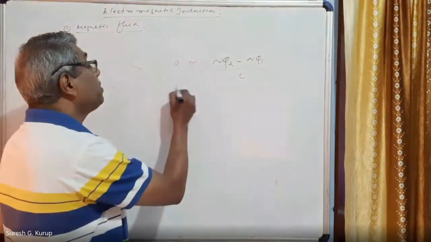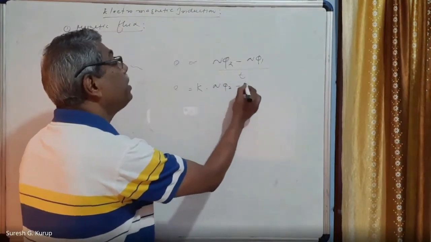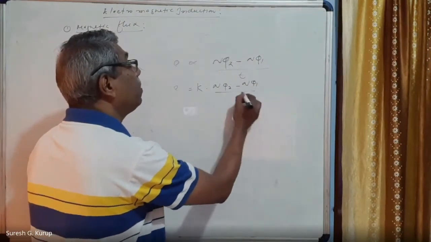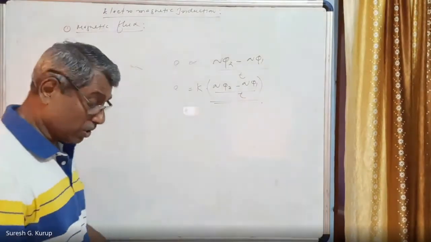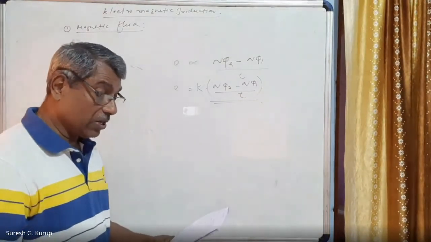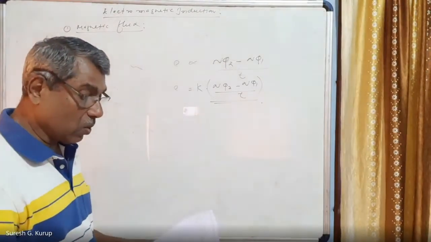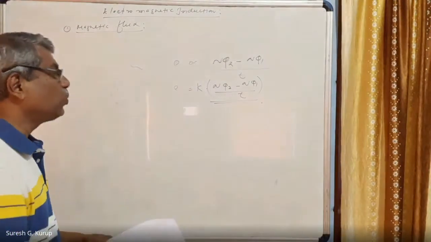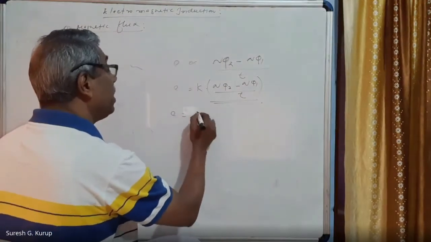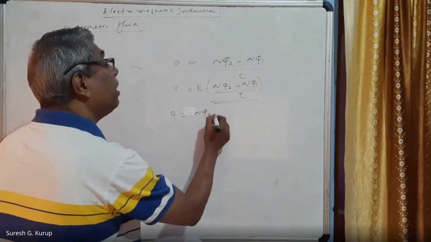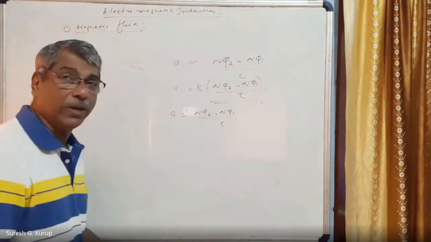Or we can write E is equal to a constant k into n phi 2 minus n phi 1, the whole divided by t, where k is a constant. In the SI system, the value of k is always taken to be equal to 1. In that sense, we can write E is equal to n phi 2 minus n phi 1, the whole divided by t.